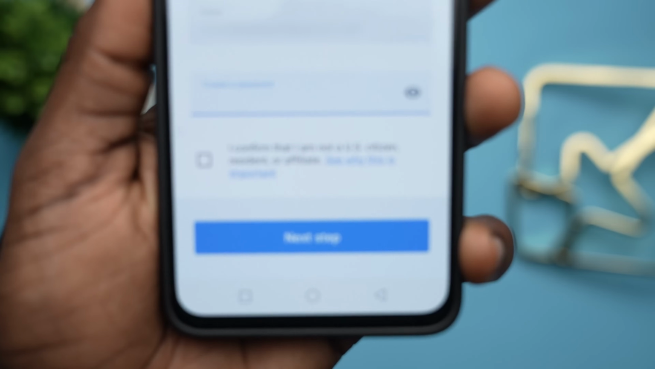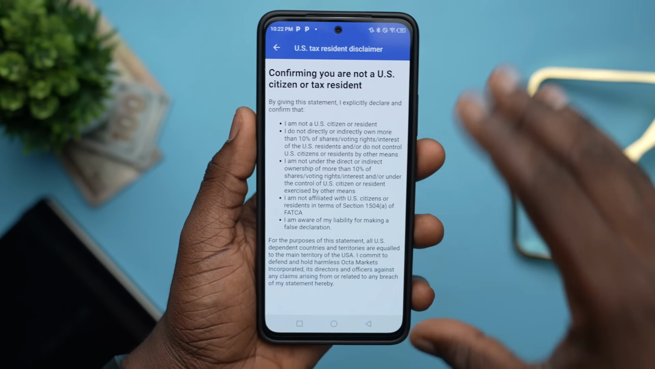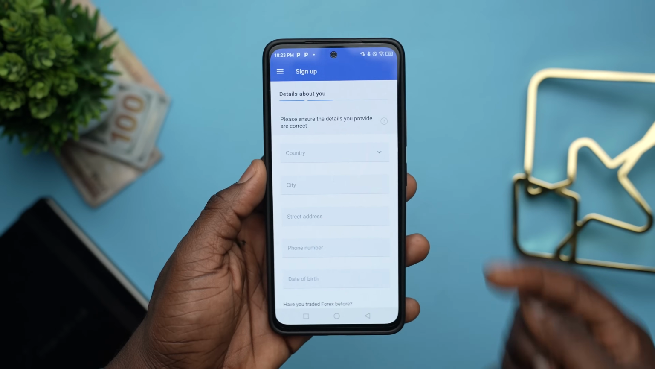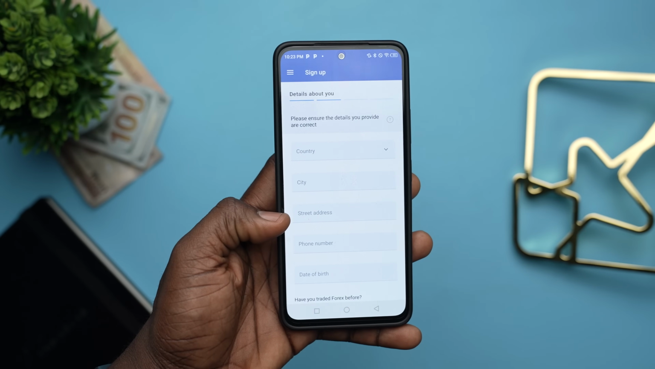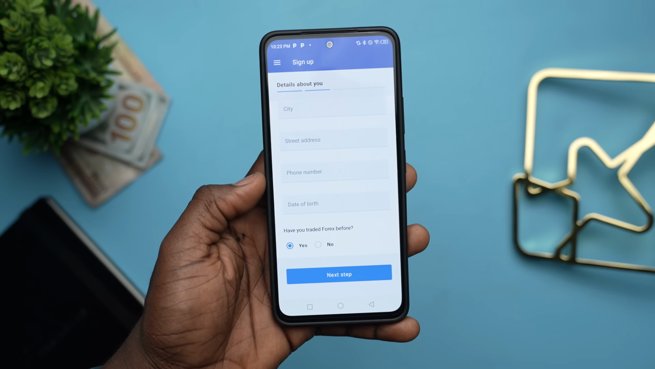You will also need to verify that you're not a US citizen, as the service that they render isn't rendered to tax residents of the US. You will also need to fill out your country, address, phone number, and date of birth, just to be sure you're of age to trade. Lastly, you will confirm if you've traded Forex before or not.